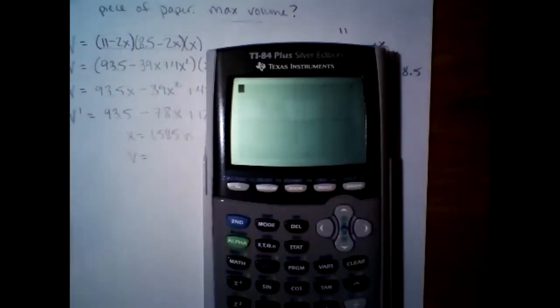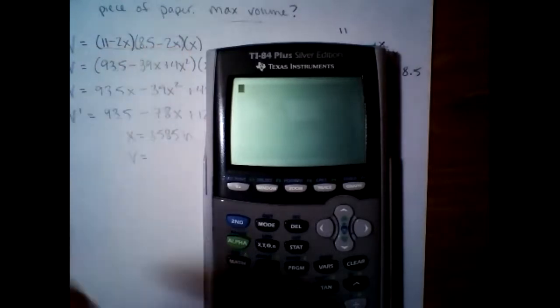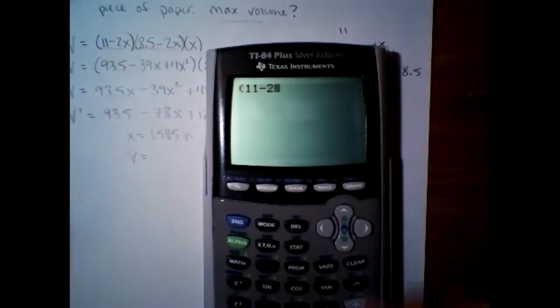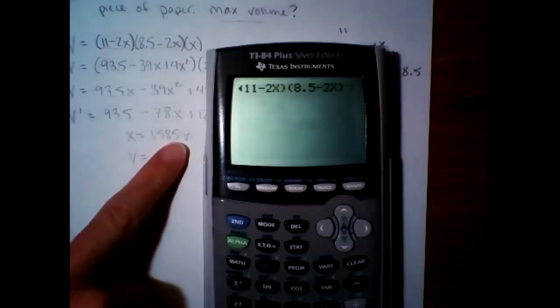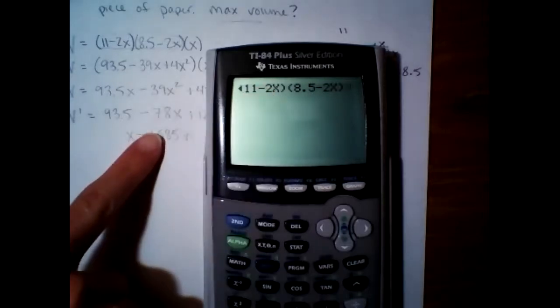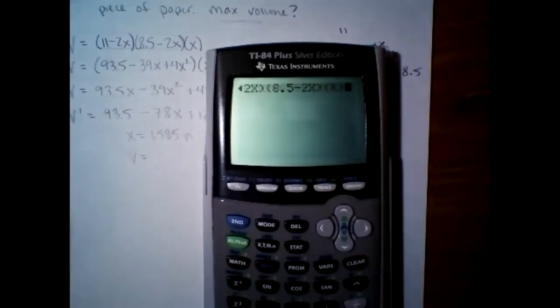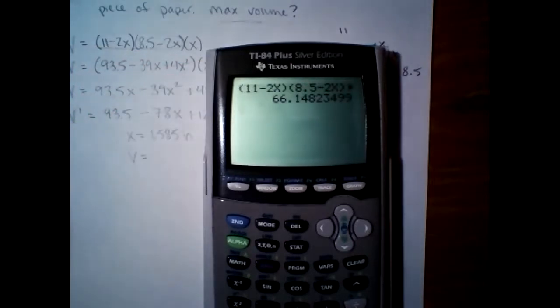So if you quit out of here and go to the home screen, if you just type this original equation literally exactly like it looks with the x's and everything, your calculator will plug in this 1.585 decimal for the x for you. It has x stored as this. If you type that original equation just exactly like it looks and hit enter, boom, there's the answer. So 66.148.